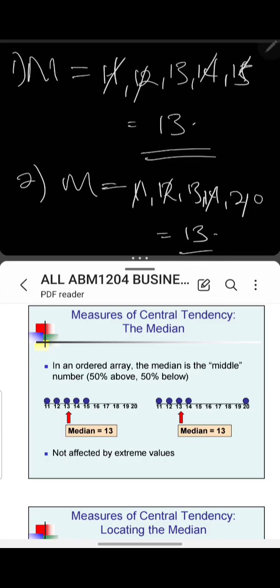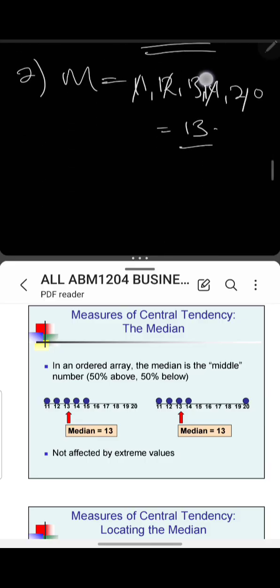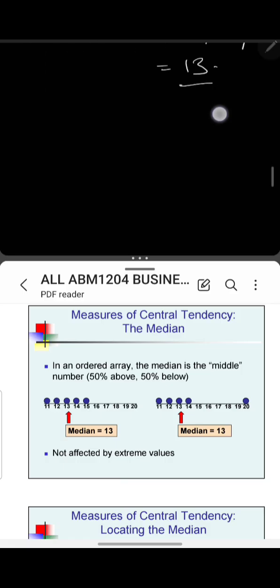So you realize the median is not affected by an outlier, an extreme value. Perfect. But the mean is affected also. Now this is a simple example where we know the items are few. But in a scenario where you are given maybe 100 items, how are you going to calculate the median?